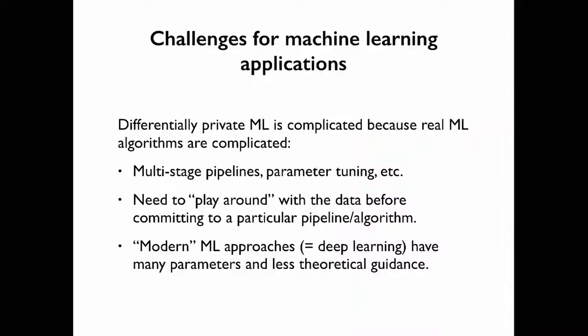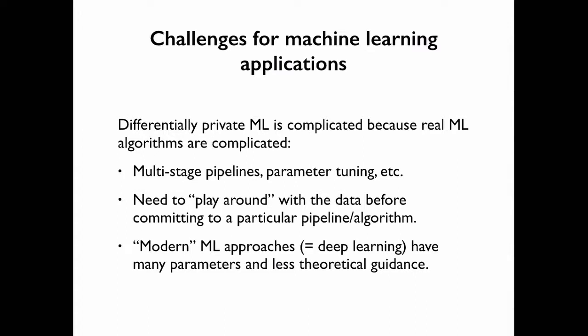Okay. In contrast, machine learning is actually quite different, right? So differentially private machine learning is in fact quite different, and things are much more complicated here, right? They're complicated in several ways. One reason is that real machine learning algorithms are really complicated, right? When you develop a machine learning algorithm, it involves multi-stage pipelines, parameter tuning.